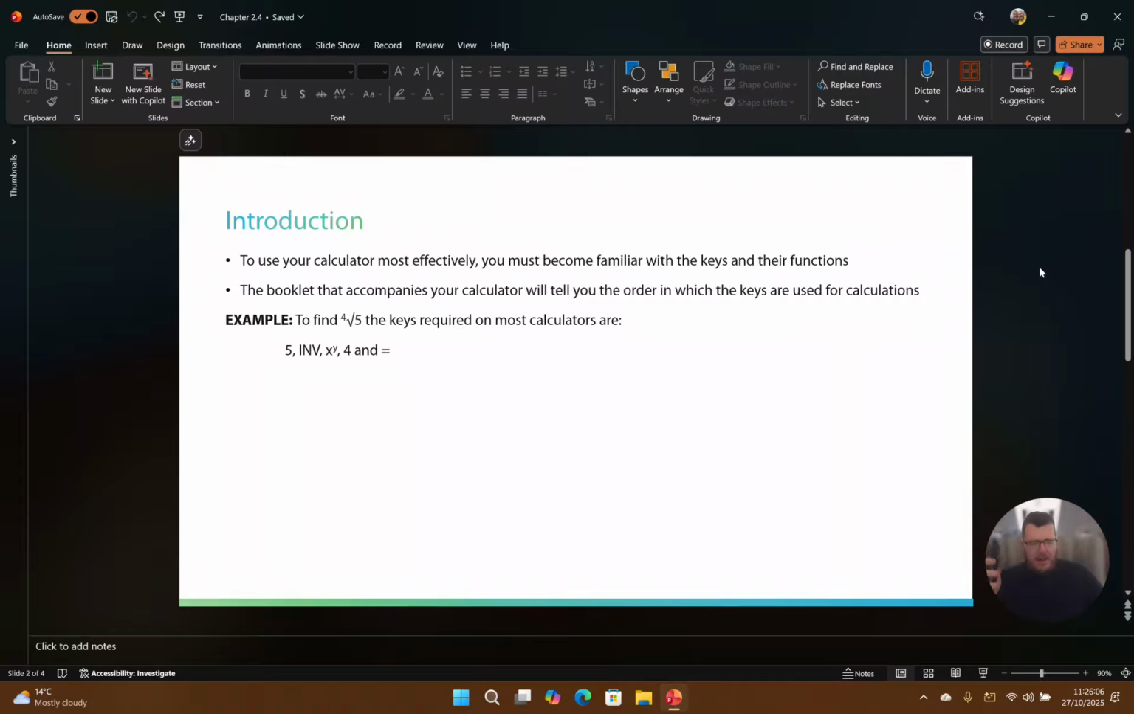Now, a calculator will come with a booklet, and that will tell you the order that the keys are used for each calculation. So, for example, to find the fourth root of 5, you would have to do the following, which does involve an inversion, but I don't have an invert button on this calculator.